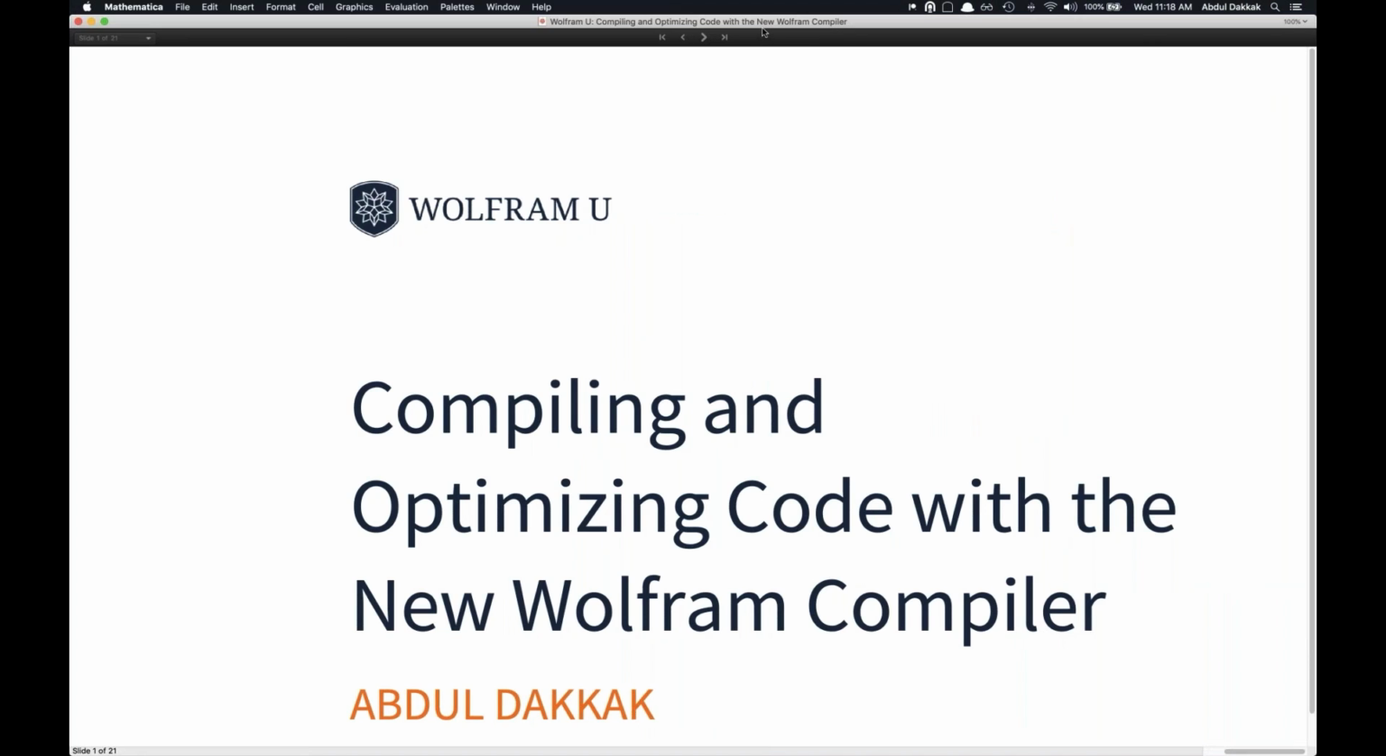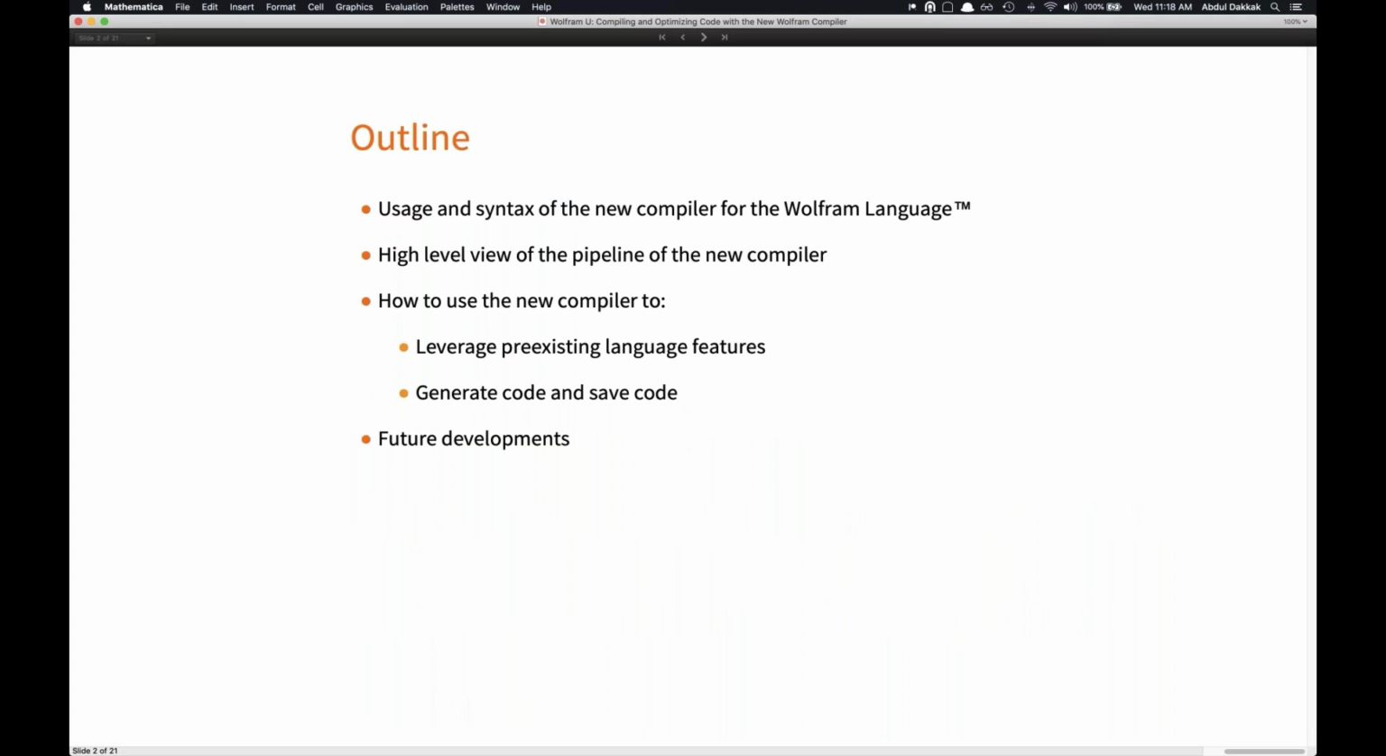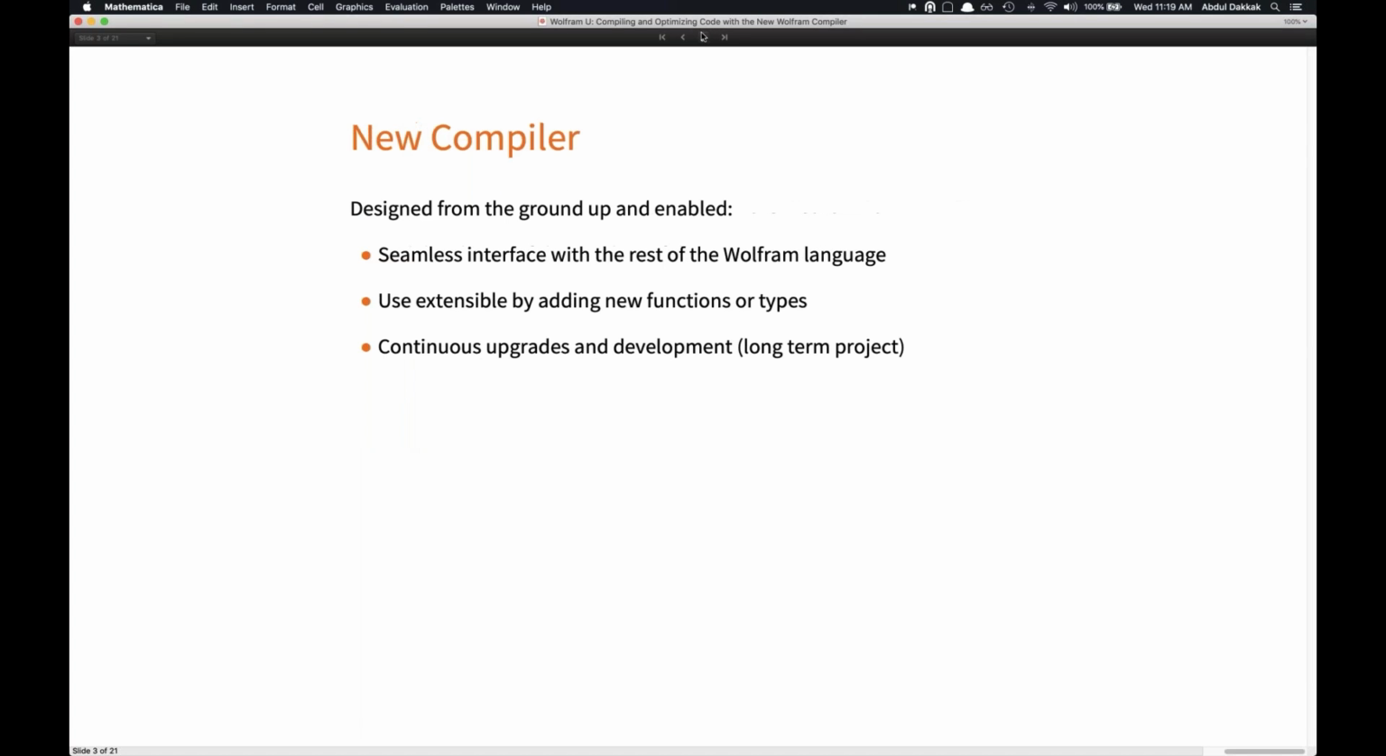This is a feature that we introduced in Wolfram version 12. So the outline of this presentation is I'm going to talk about the usage and syntax of this new Wolfram compiler. Then I'm going to talk about how the compiler is implemented, so a high-level view of the pipeline. Then we're going to use the compiler to leverage pre-existing language features and also generate and save code. And finally, we're going to talk about future developments.